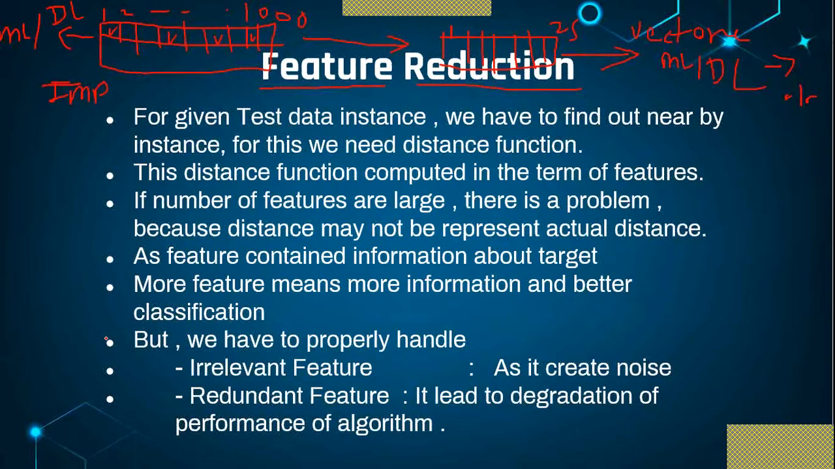So how can you reduce that? There are some ways you can reduce the features. The first one is irrelevant features that create noise. Let us consider you want to predict the house price. In that house price prediction system, what is an irrelevant feature? You can say that greenery.